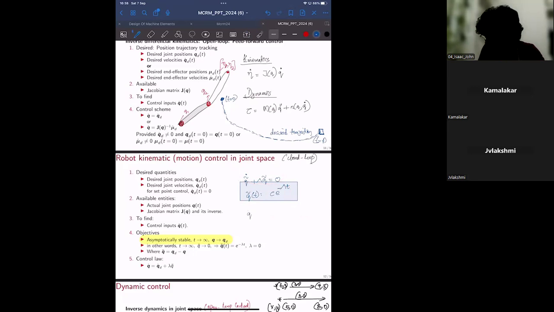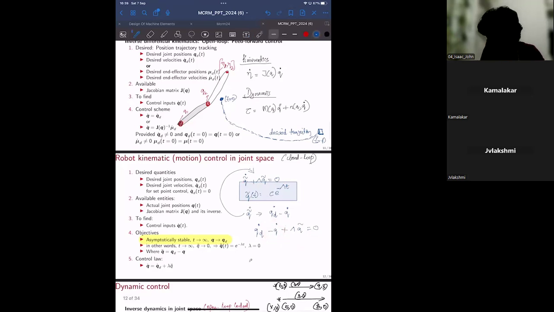Instead of q tilde dot, I replace that with q desired dot minus q dot. I substitute this back into this equation. I'll get q desired dot minus q dot plus lambda q tilde equals 0. So in velocity level, we consider this q dot to be our input. The velocities that we supply to these actuators, we consider that to be input. So taking this to the other side, what will we get? q dot is q desired dot plus lambda q tilde.